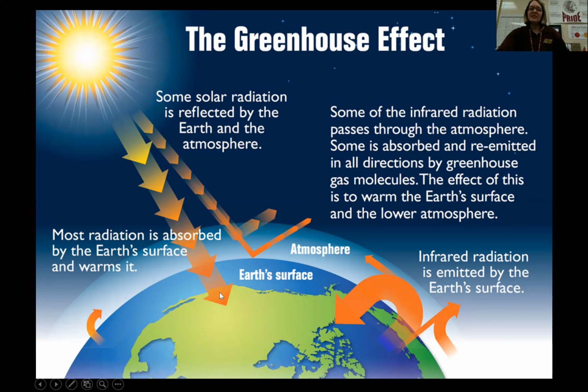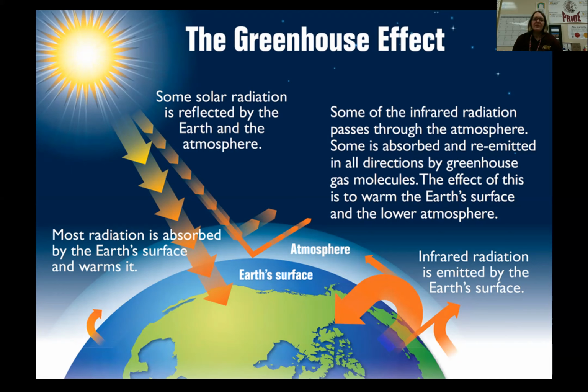However, most of it does get absorbed by the Earth's surface and warms it, which is why, as you've all experienced, if you go outside in July when it's 90 degrees and you step on your sidewalk with no shoes on, it's going to be hot, because the Earth's surface is absorbing that sunlight.